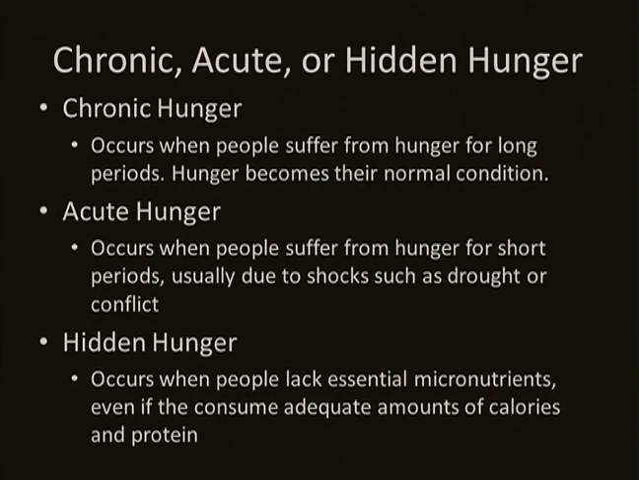Also to remind you, there's three different types of hunger that tend to come up in our conversations. Chronic hunger is hunger that occurs over a long period of time and for prolonged periods. Acute hunger is when people suffer from hunger for a short period, usually due to a shock or a major weather event or something like that. And then hidden hunger happens when people lack essential micronutrients, even if they have adequate caloric intake. So just to tie it up, I just wanted to introduce you guys to these topics again, because we're going to use them throughout the course of the next few units.